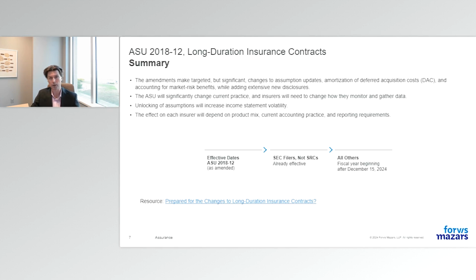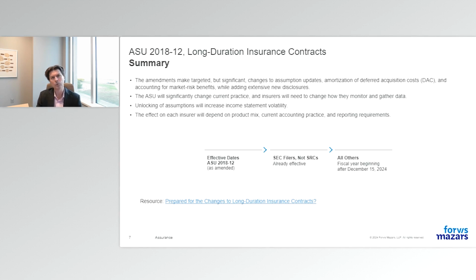The update modifies the rate that is used to discount future cash flows. It simplifies and improves the accounting for certain market-based options or guarantees that are associated with deposit or account balance contracts. A fourth item, it simplifies the amortization of deferred acquisition costs. And then it's looking to improve the effectiveness of the required disclosures.